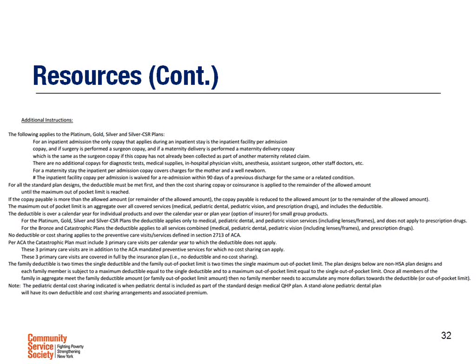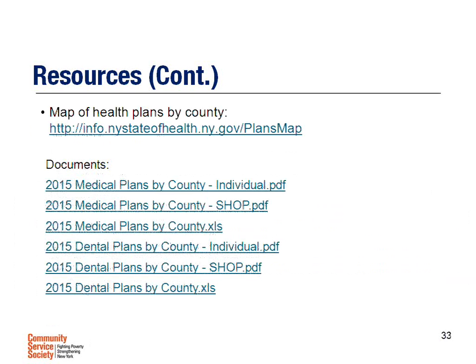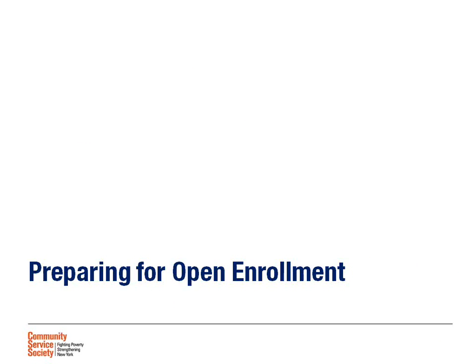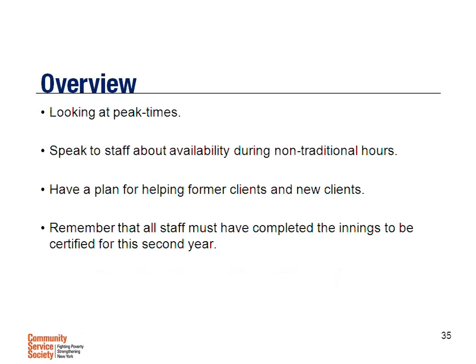Or sometimes the client will say, well, how do I know? If they're selecting a standard plan, turn over your worksheet, highlight that portion, and you should be able to rely on that, okay? Other resources, there's a map of health plans by county. The documents listed, you can look at them. I don't find them particularly useful because it's just like a big sheet with X's, but you can look at those. Preparing for open enrollment, make sure to look at peak times.